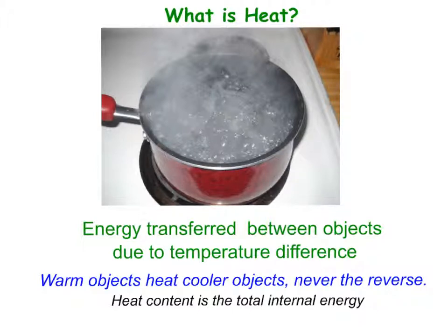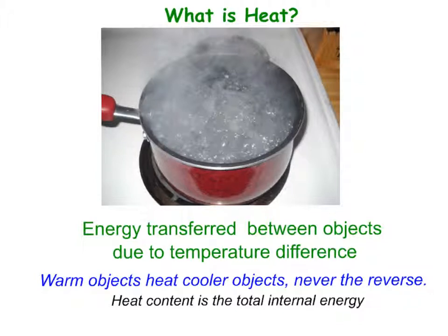For example, there is a pot of boiling water, and then there's the air around it. Warm objects always heat cooler objects, never the reverse. So in our example here, with the boiling water, we have heat being transferred from the very hot liquid water to a cooler air environment. So we have energy being transferred, and that is what we're talking about when we talk about heat, the energy transfer between objects due to that temperature difference.